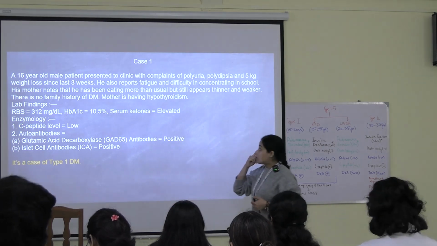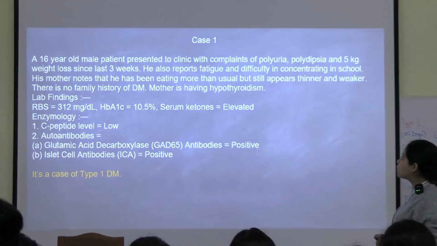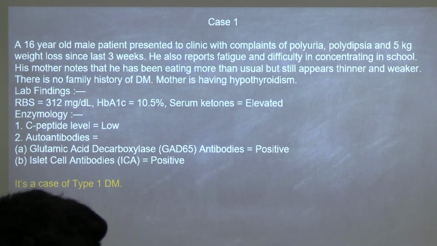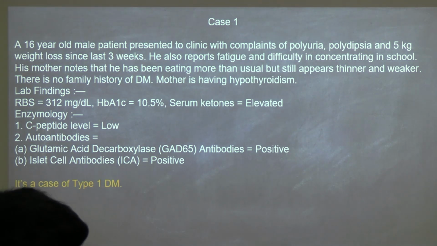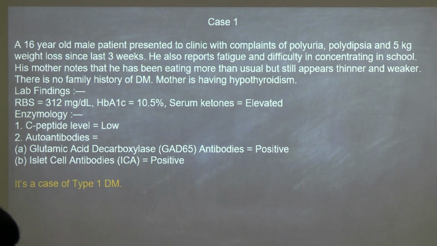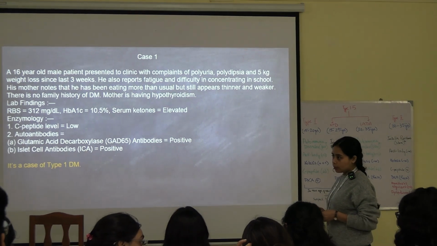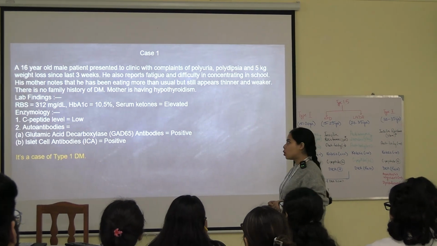So our first case: a 16-year-old male patient presented to the clinic with complaints of polyuria, polyphagia and 5 kg weight loss over the last 3 weeks. He also reports fatigue and difficulty in concentrating in school. His mother notes that he has been eating more than usual but still appears thinner and weaker. There is no family history of DM. Mother has hypothyroidism.